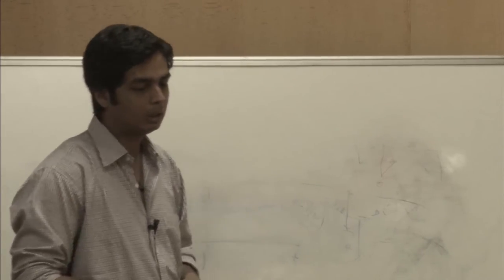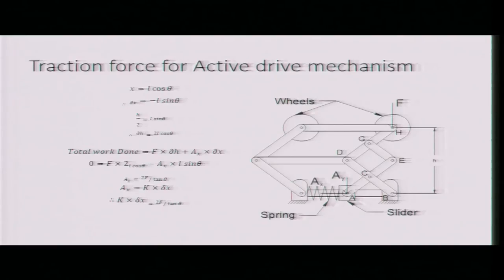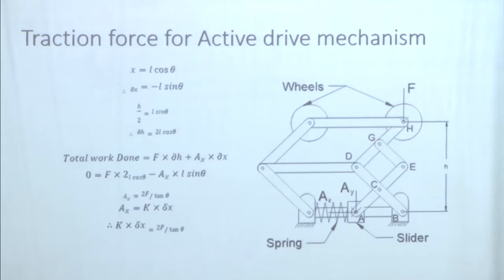And in the third, this is a pantograph mechanism. The last one was for passive drive, and this one is active drive. When you control these wheels, you have a motor here, and control the speed to move this robot forward or backward. So this is simple, using the virtual work principle, you can choose what should be your spring stiffness for a particular force.